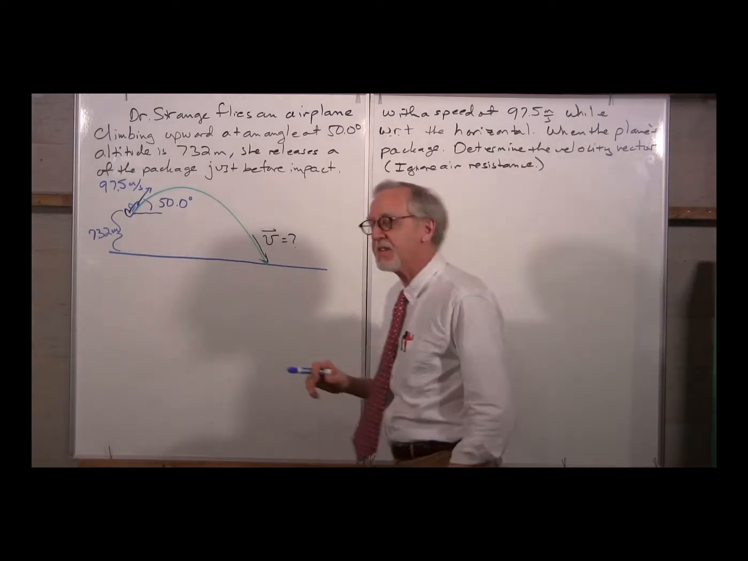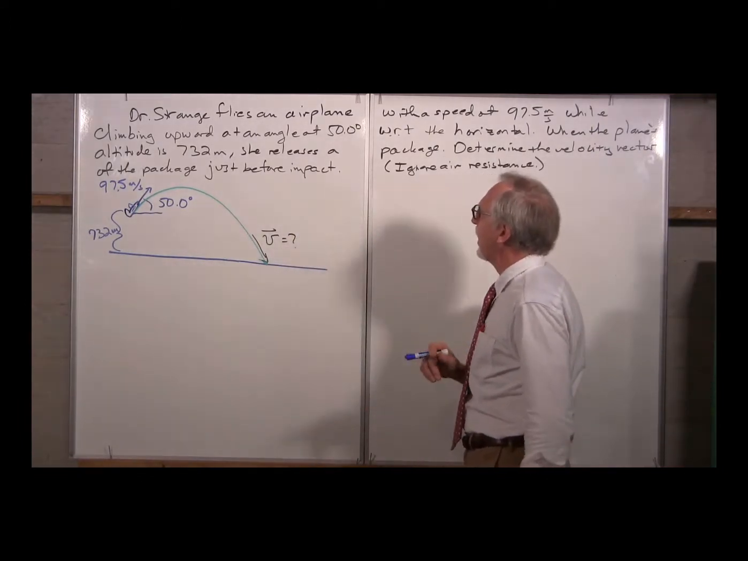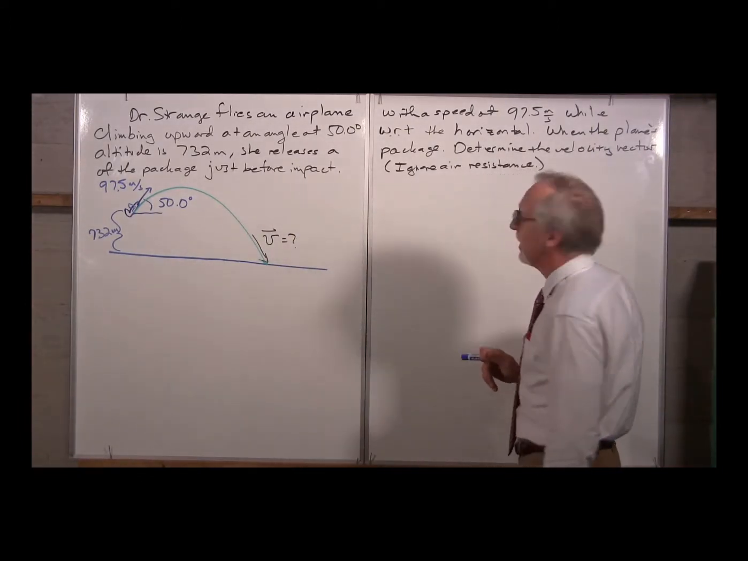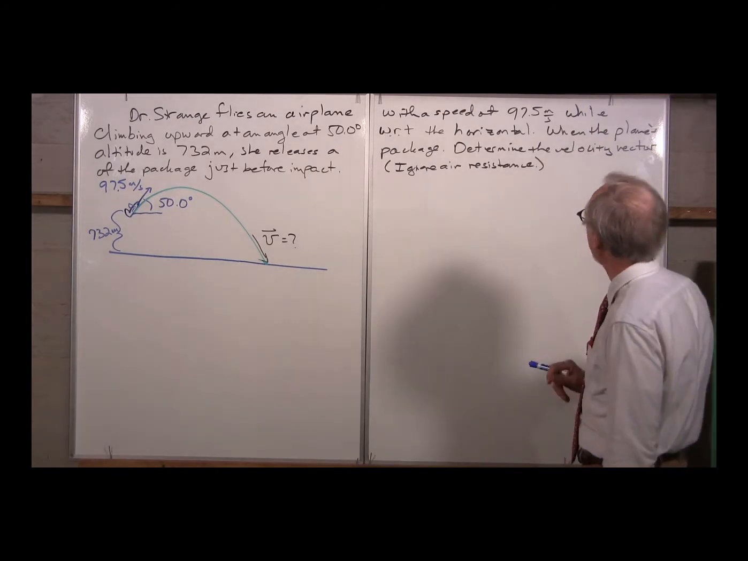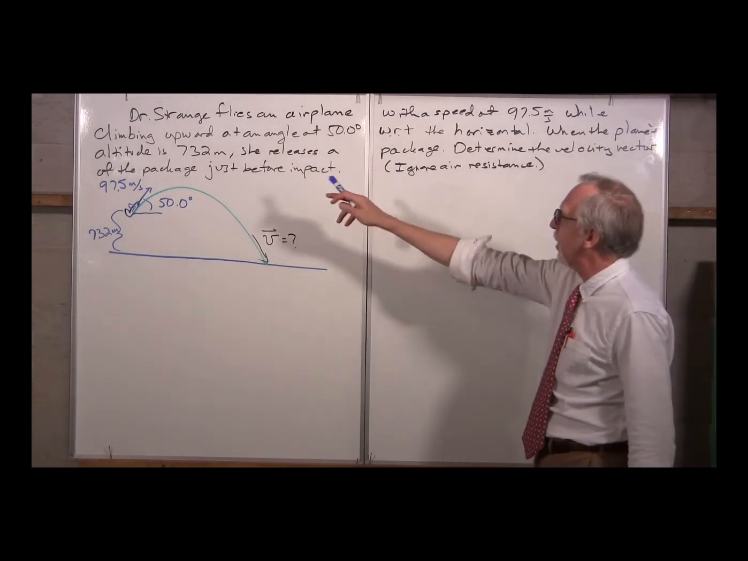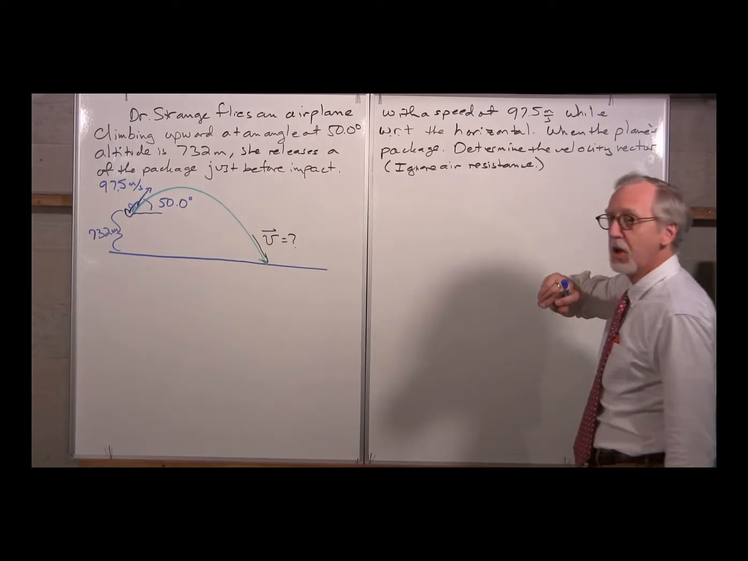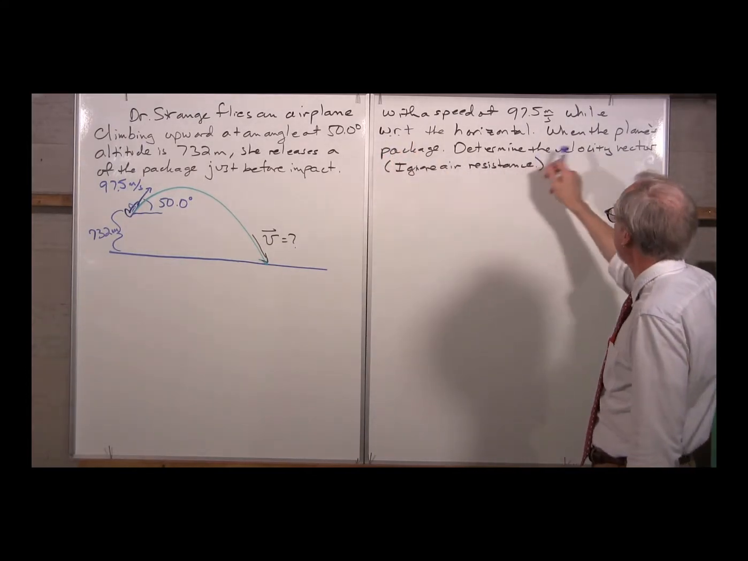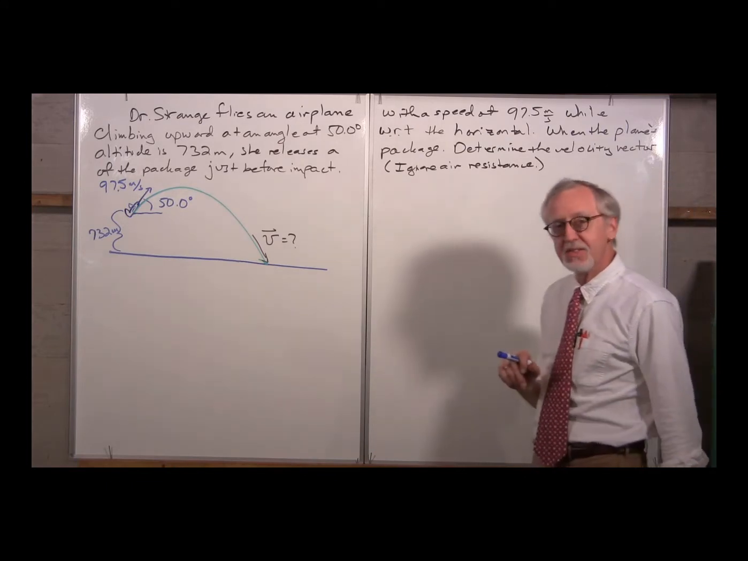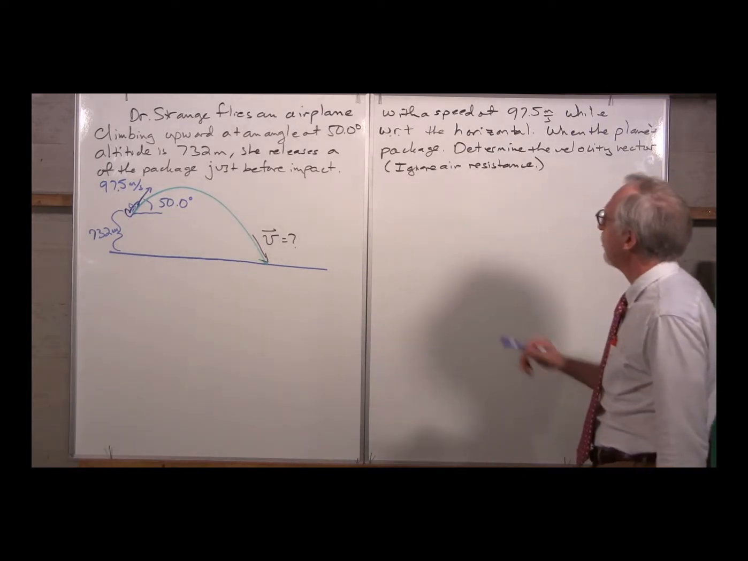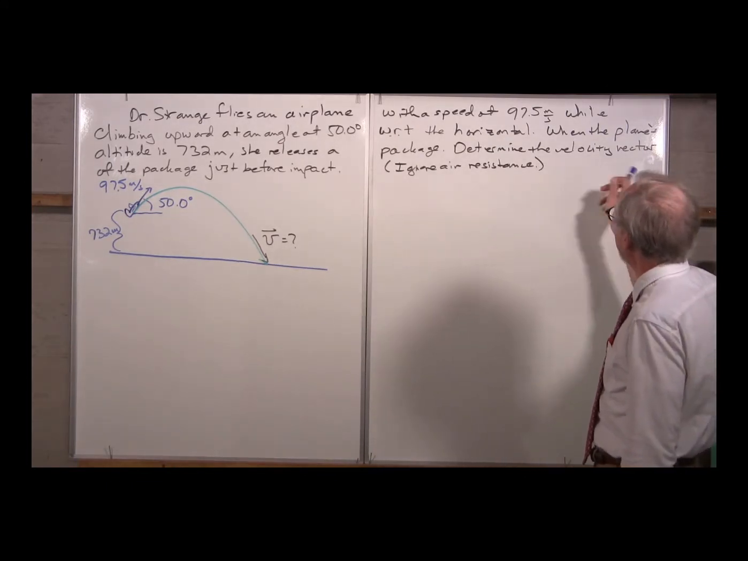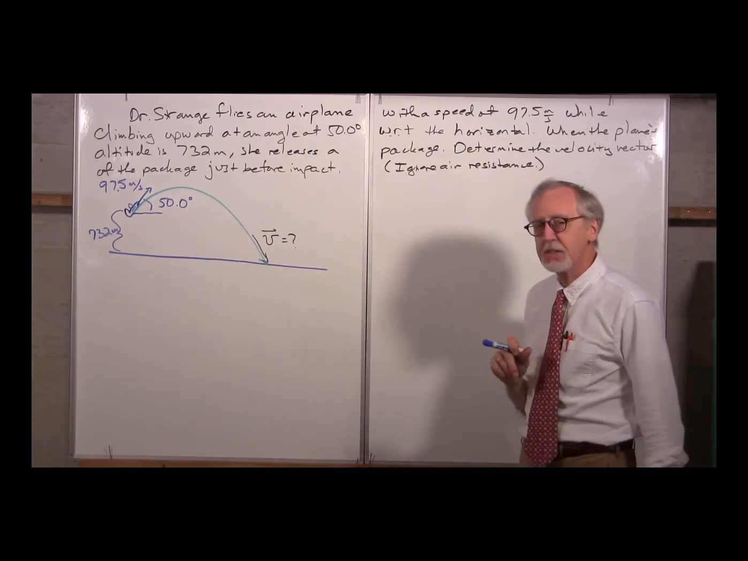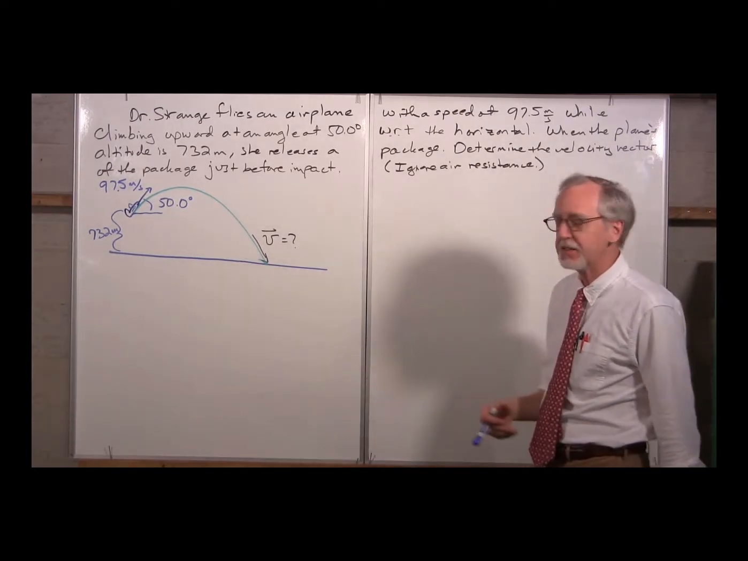Here we go. So what's the next problem? Dr. Strange flies an airplane with a speed of 97.5 meters per second while climbing upward at an angle of 50 degrees with respect to, WRT, that just means with respect to the horizontal. When the plane's altitude is 732 meters, she releases a package. Determine the velocity vector of the package just before impact, in other words, just before it hits the ground.